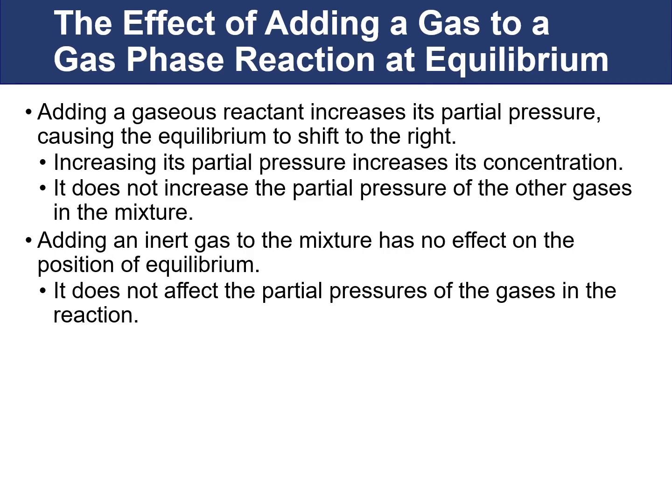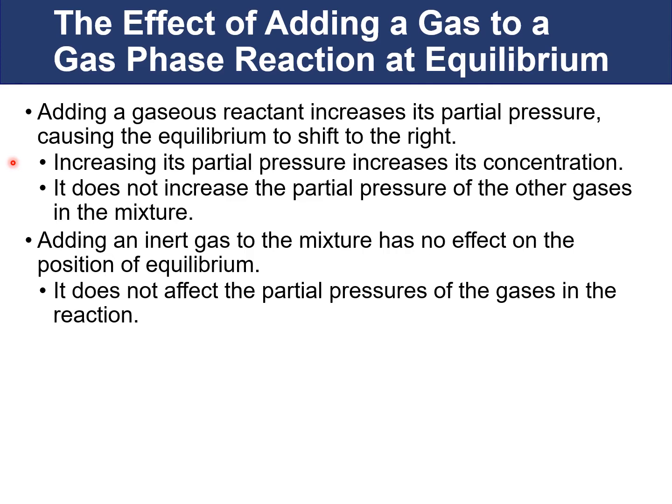For gas phase reactions, we can add multiple different types of gases. We could add one of our reactants or products. Adding either a reactant or product will increase the partial pressure of that component. It will not increase the partial pressure of the other components. So if we add one of our components, it will increase the partial pressure. This will affect the system that had previously been at equilibrium.